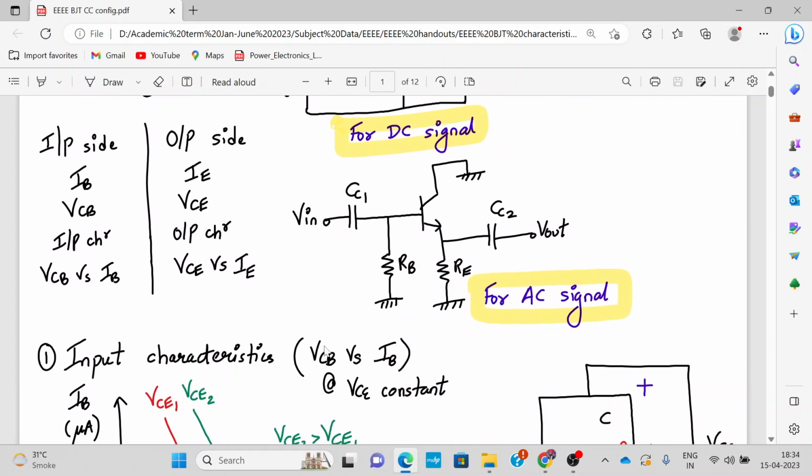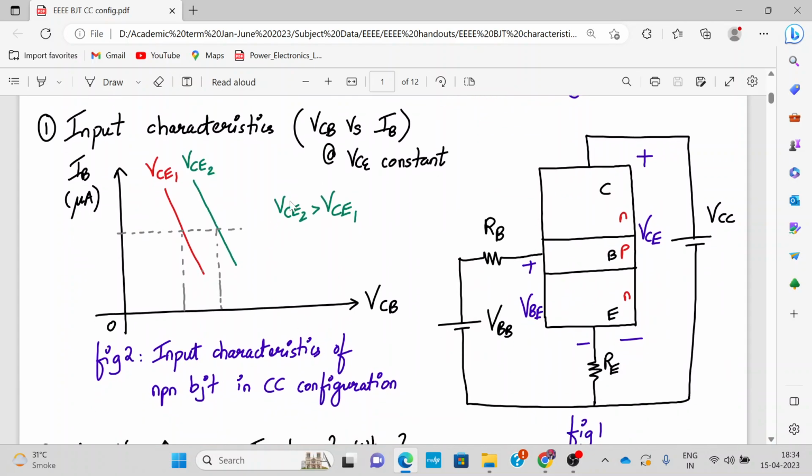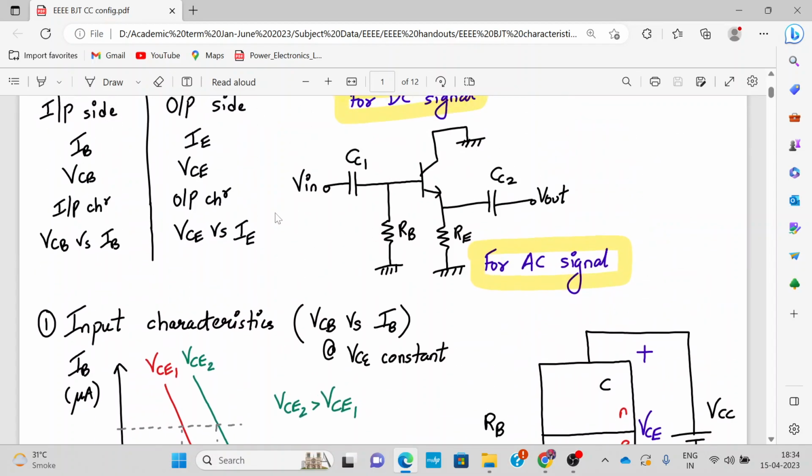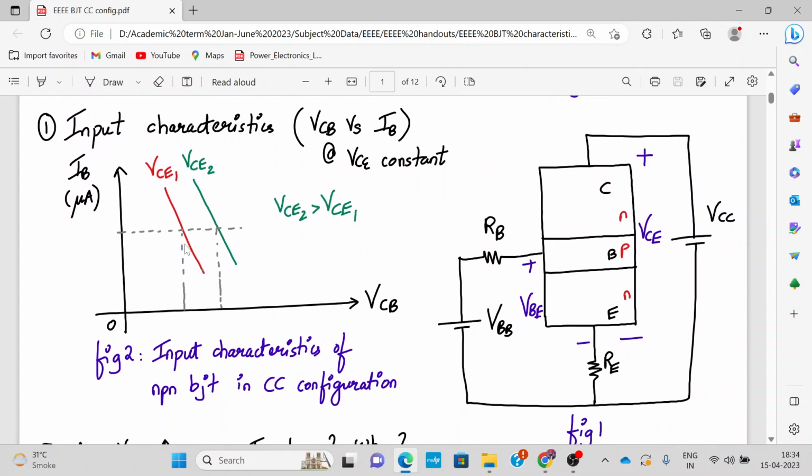Okay, so with this said and done, let us try to understand the input characteristics. Input characteristics is between VCB and IB as explained over here. VCB is the input voltage, IB is the input current, and VCE is the constant output parameter. All right. So this is the graph of VCB versus IB.